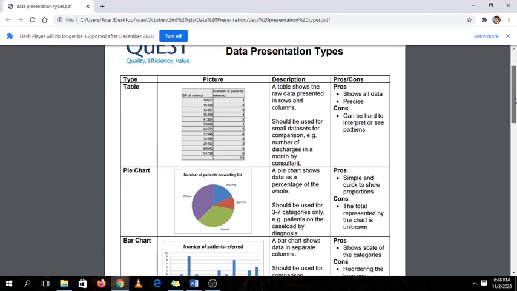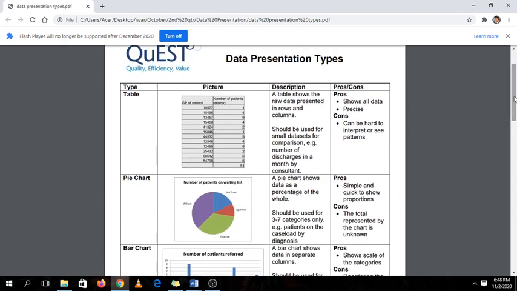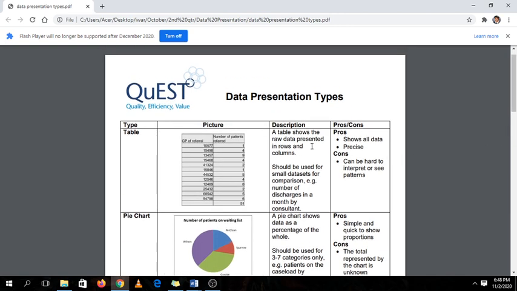So just to give a quick overview about their pros and cons, their description, because I think you already know about this one. First and foremost, we discuss the table, which is the most commonly used data presentation in our research. The table is used because a table shows the raw data presented in rows and columns. Usually, for example, in your research, you have fertilizer A, B, C, trials, the results, and so on and so forth.